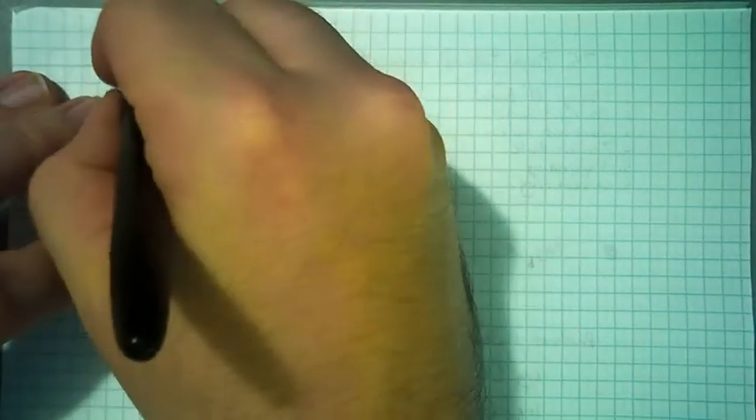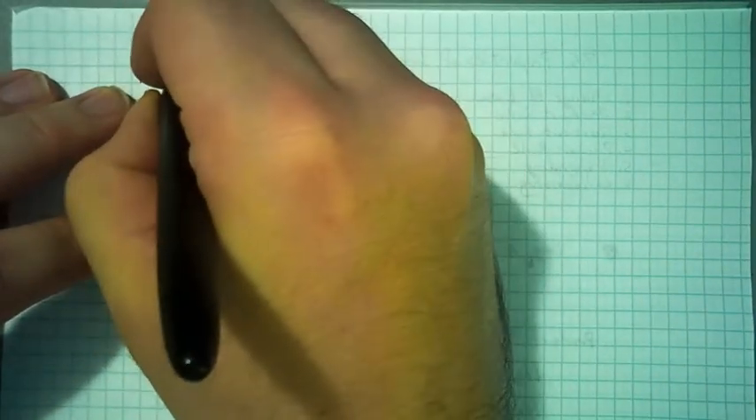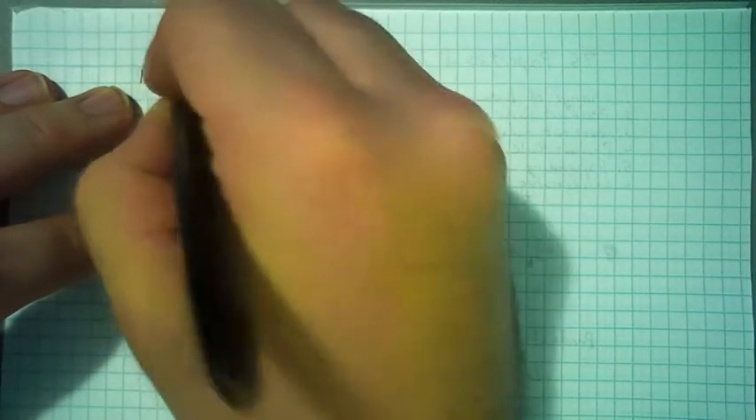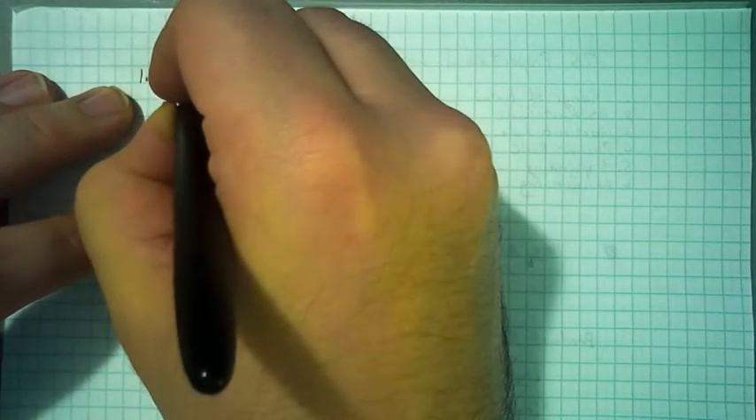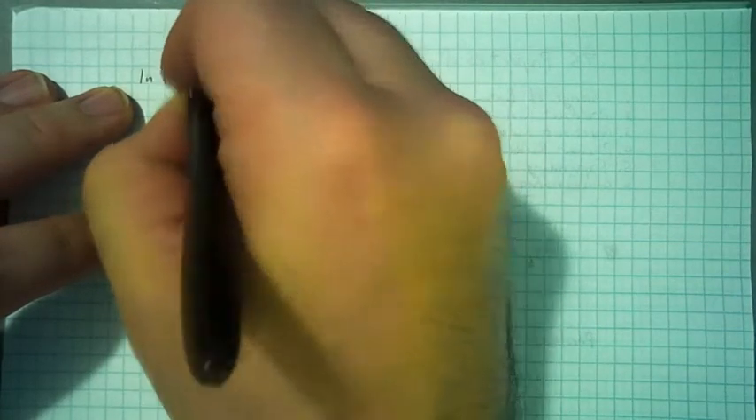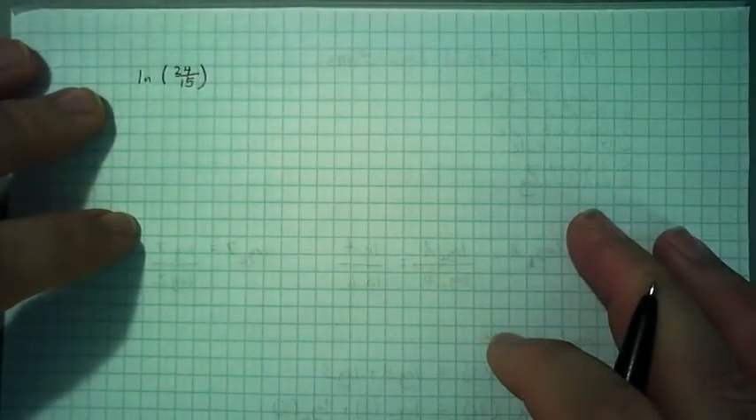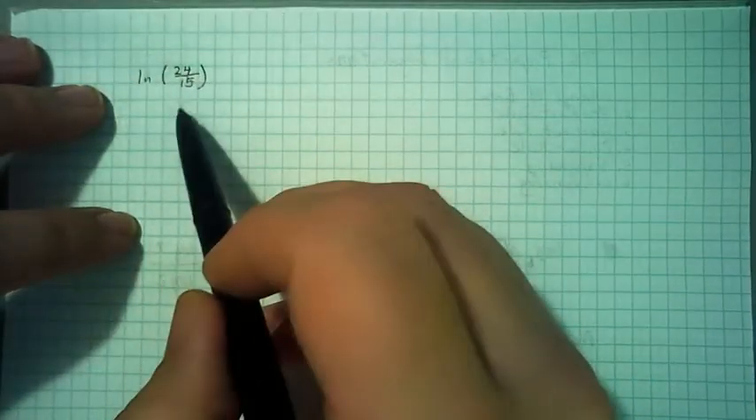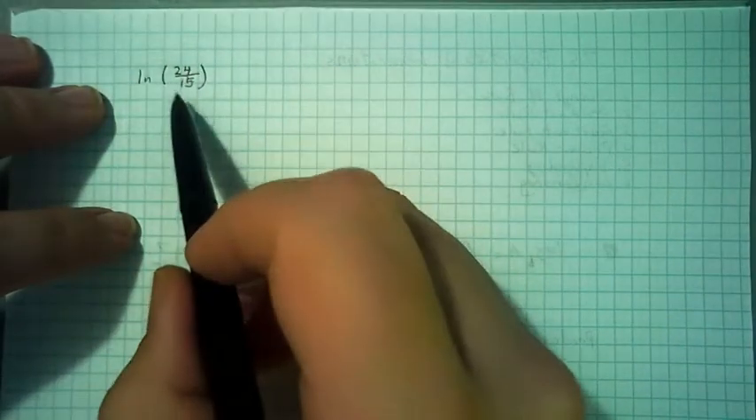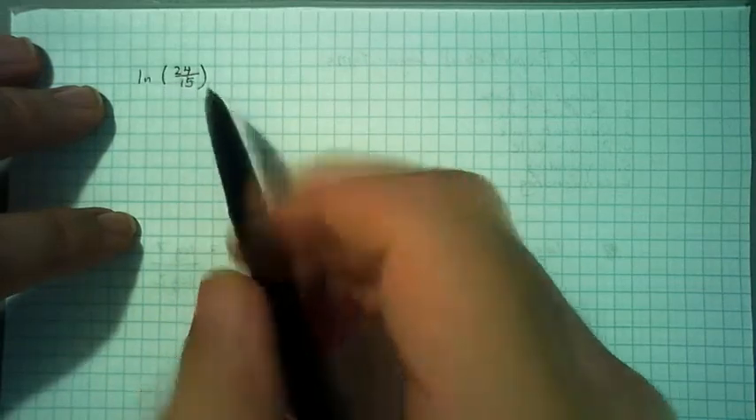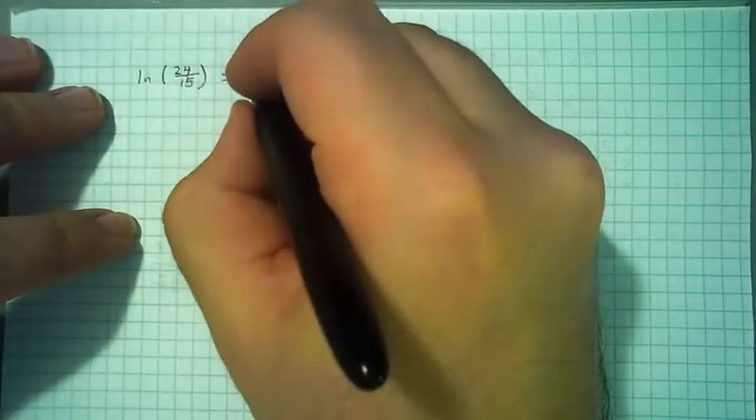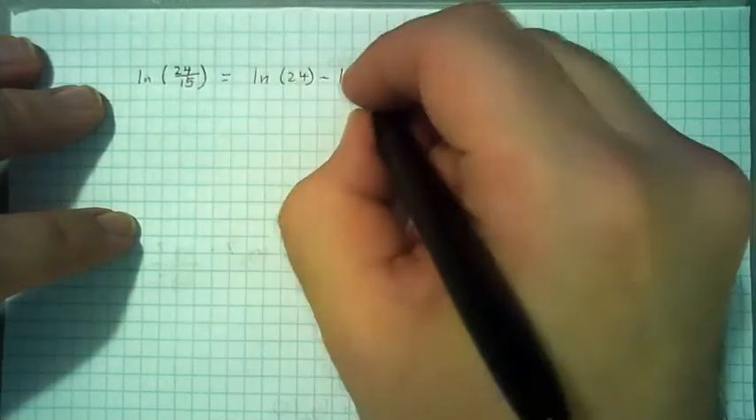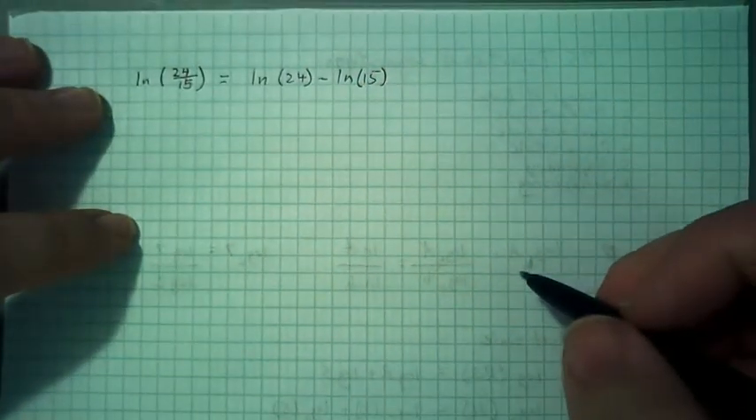For example, ln of 24 over 14. No, that's a bad example. 15. Okay. Well, those are both multiples of 3. Well, life goes on. So when you have a fraction on the inside of a logarithm like this, you can use the quotient rule to split it into a subtraction problem. So we split this up, ln of the top part of the fraction minus the ln of the bottom part of the fraction. Pretty straightforward, that's the quotient rule.